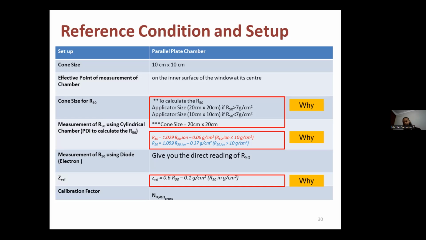Another question they normally ask in the exams: I talked about the plane parallel chamber and the thimble chamber, but if you're doing it with diodes, do you have to correct for whatever you get, be it a percentage depth ionization curve or a percentage depth dose curve?